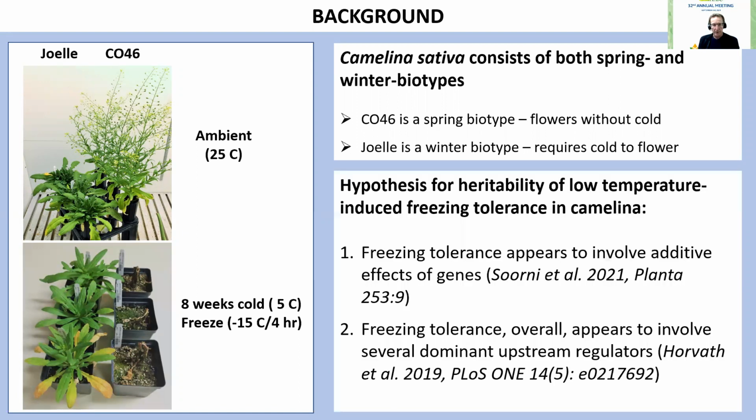Two hypotheses have been proposed for the heritability of low temperature induced freezing tolerance in Camelina. One proposed by Speroni et al. 2021 suggests freezing tolerance involves additive effects of genes, whereas another proposed by Horvath et al. 2019 suggests that freezing tolerance involves several dominant upstream regulators. Because the work by Horvath et al. was only conducted on plants that had been exposed to 0 and 8 weeks cold acclimation, in this presentation, we explored differential expression of transcripts at multiple time points during cold acclimation of the same spring and winter biotype.